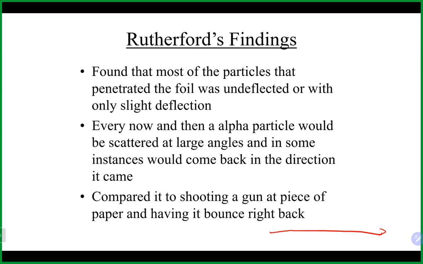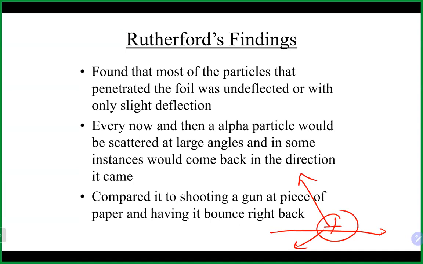Now, every now and then, they saw alpha particles being scattered at these really large angles. In order to scatter these alpha particles at such large angles, since alpha particles are positively charged, they had to hit something really, really densely positively charged to make it do that, right? So it had to run into something that was pretty densely positively charged.